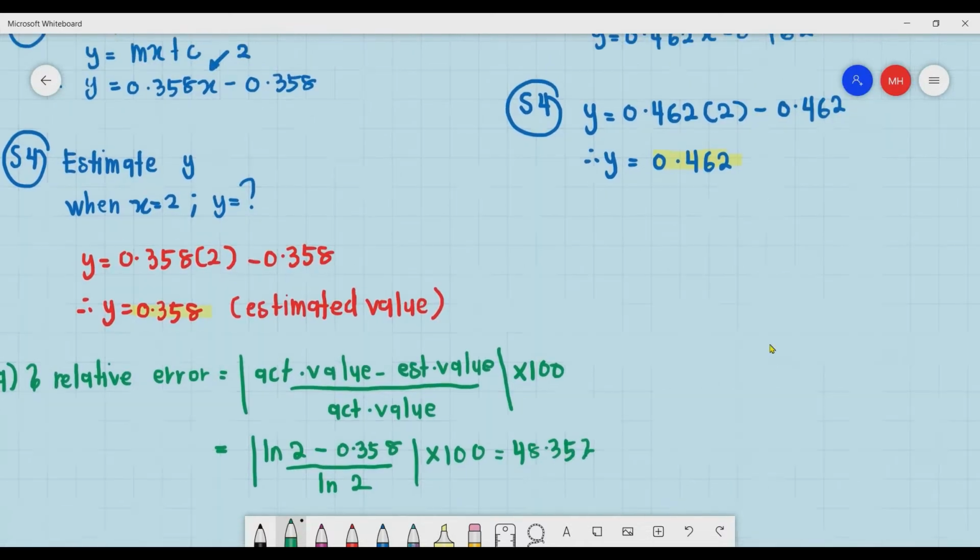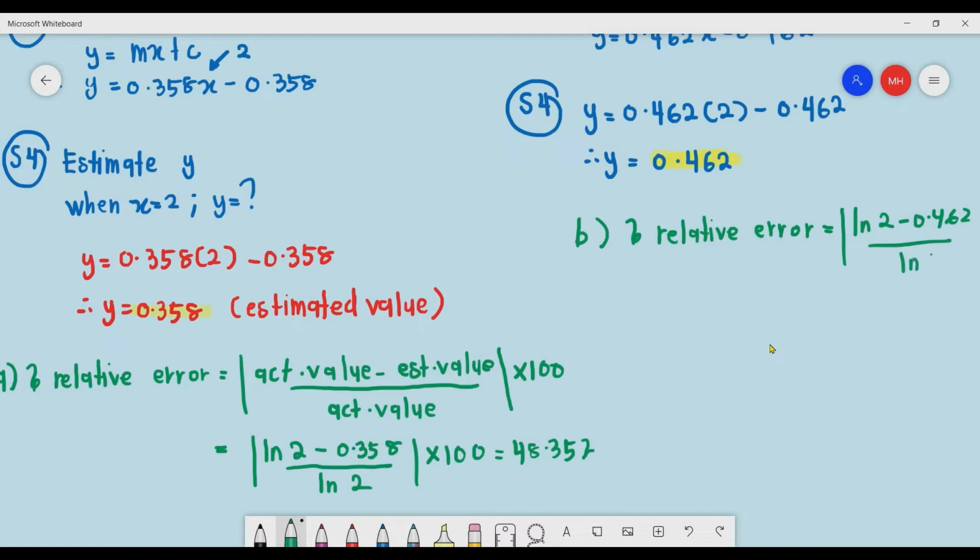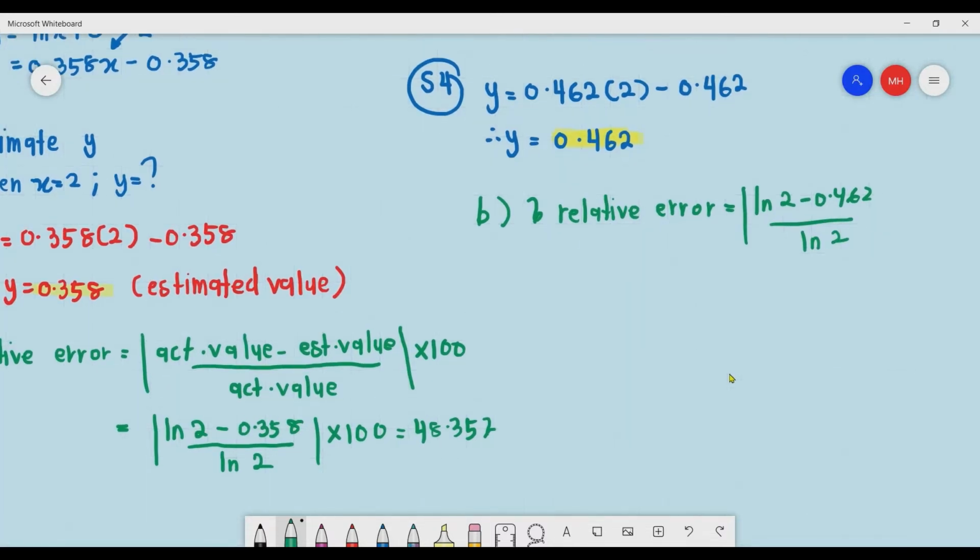What about B? The percent of relative error uses the same formula. Just substitute the value ln 2, and the estimated value is given by this one, 0.462 here. So ln 2 minus 0.462 over ln 2, multiply 100.